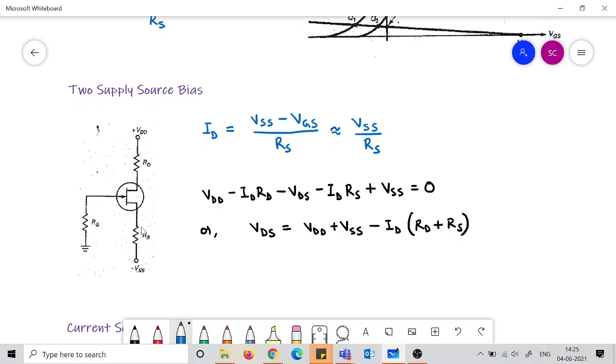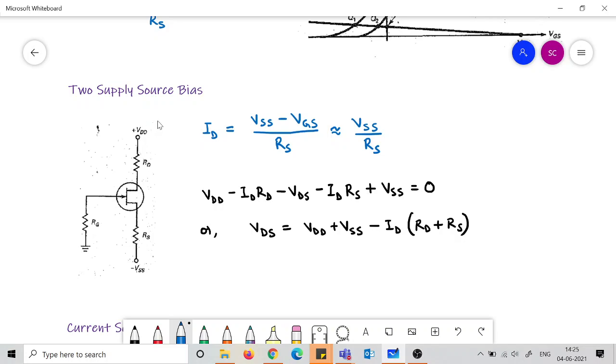So what is the current in the RS resistor? By simple Ohm's law, this voltage minus this voltage divided by RS. So it is VSS minus VGS divided by RS, because we assume the current direction in this direction. So ID is approximately VSS by RS now.